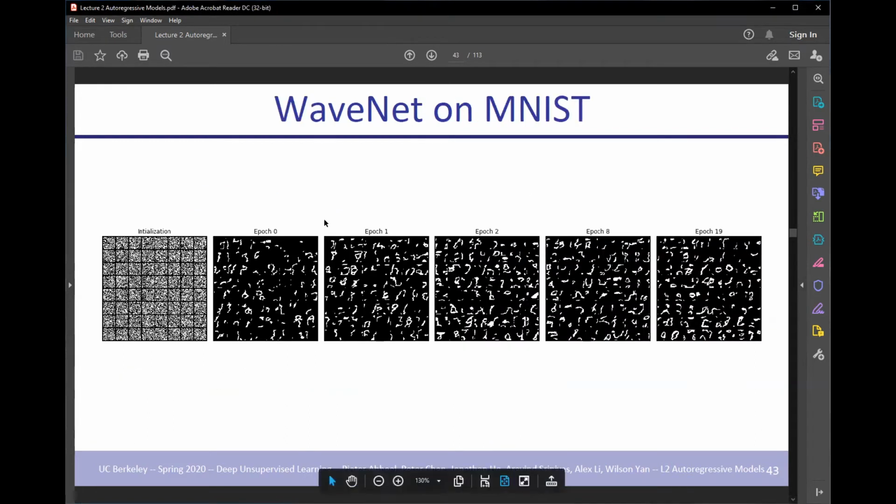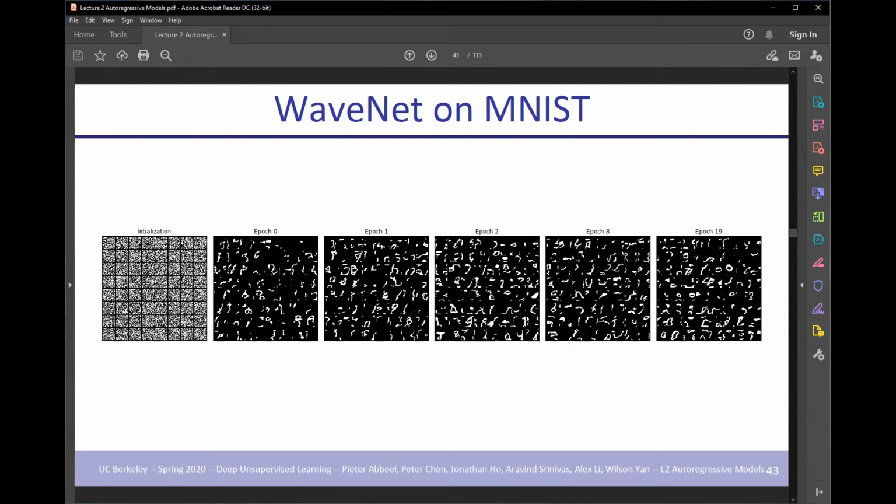And then an example of how you could use WaveNet as an autoregressive network on MNIST data. Obviously, this is, again, not what we would use, as we would get much better results with what we are about to see in the rest of the lecture. But here, it's just to illustrate the fact that you can apply the same concepts.